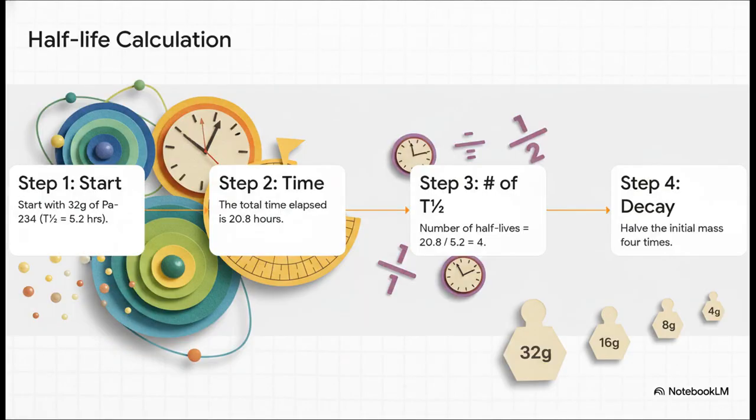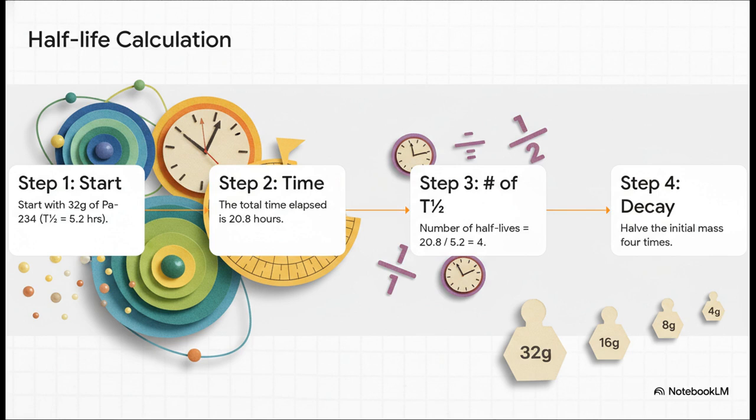Okay, let's try a real exam-style question together. Don't panic, just follow the steps. We start with 32 grams of protactinium-234. The question tells us its half-life is 5.2 hours. We want to know how much is left after 20.8 hours. So, step 1, find out how many half-lives have passed. Easy. Just take the total time, 20.8 hours, and divide it by the half-life, 5.2 hours. You'll get exactly 4, so 4 half-lives.